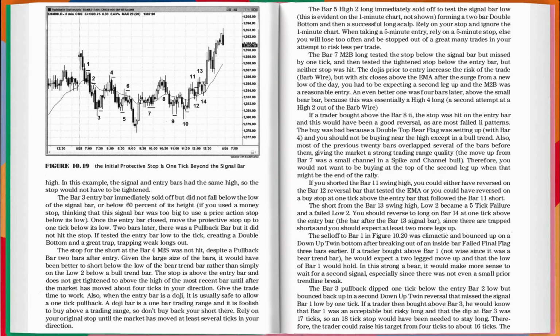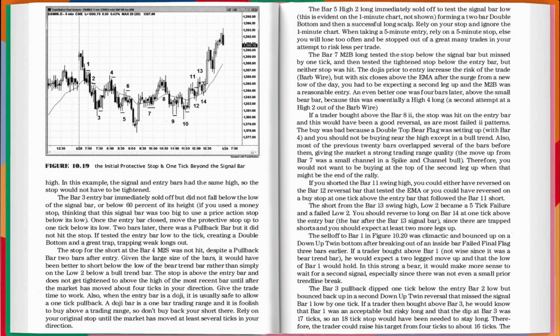Also, when the entry bar is a doji, it is usually safe to allow a 1-tick pullback. A doji bar is a 1-bar trading range and it is foolish to buy above a trading range, so don't buy back your short there. Rely on your original stop until the market has moved at least several ticks in your direction.